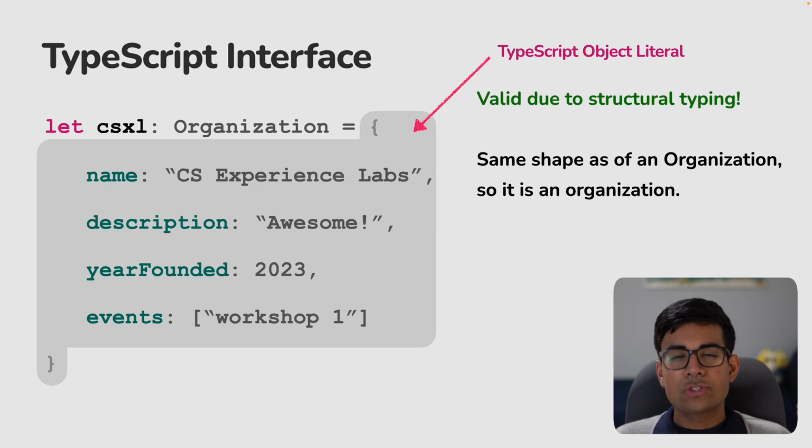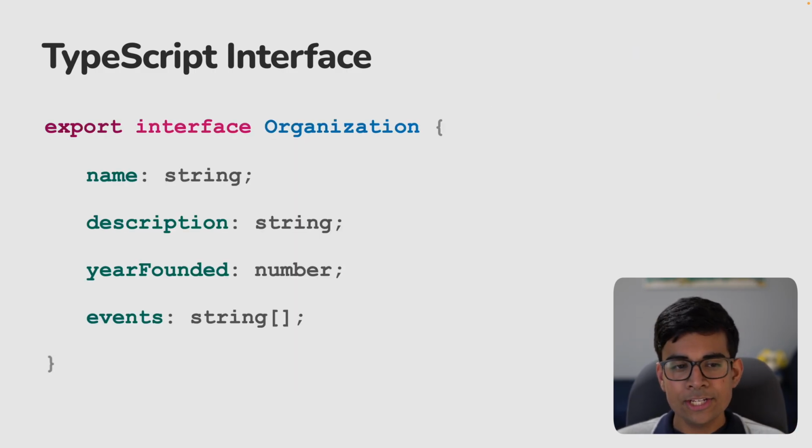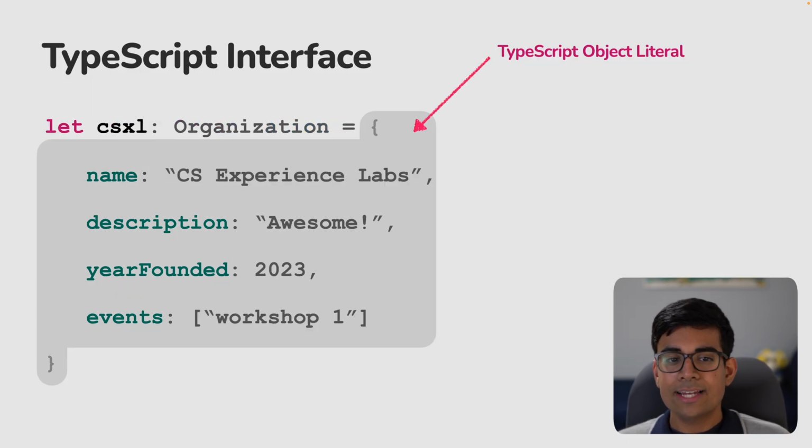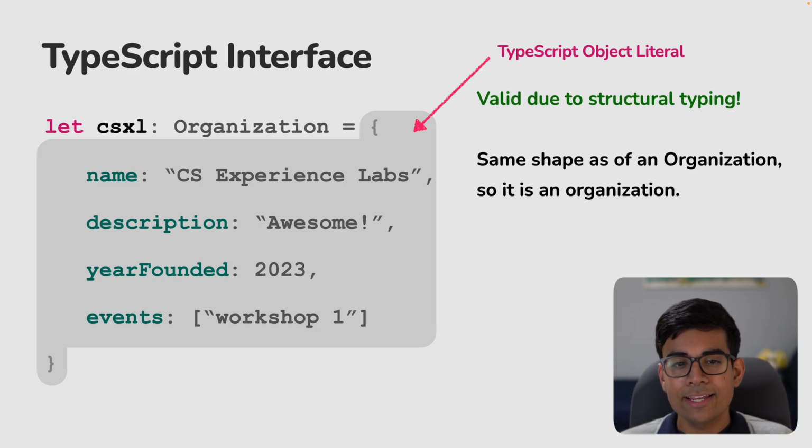And this works because of structural typing. Remember that in TypeScript, TypeScript determines that 2 objects are of the same type based off of the properties that they hold, based off of their shape. So if I'm creating an object that has the 4 fields name, description, year founded, and events, and an organization object, as we see in this interface, needs a name, description, year founded, and events, that is essentially the same shape. Therefore, TypeScript is going to find that this random object we created and our interface organization are the same. So we can say that the CSXL variable, which is of type organization, can be validly assigned this object.